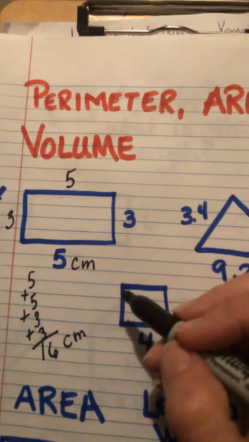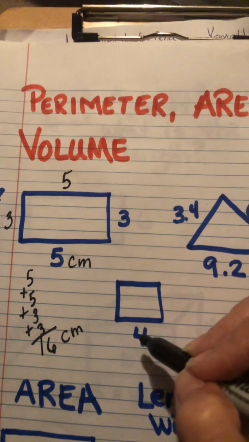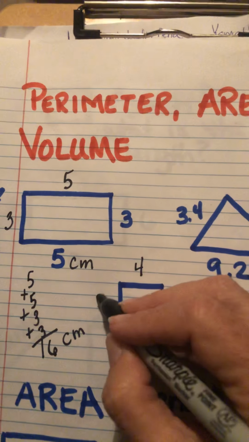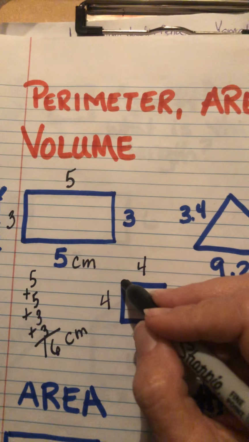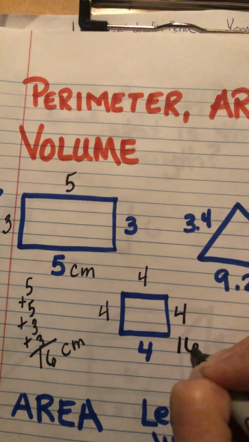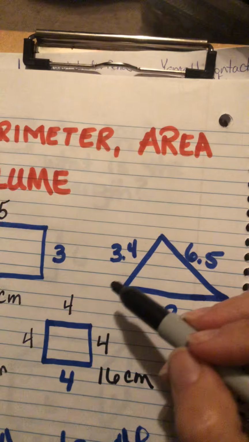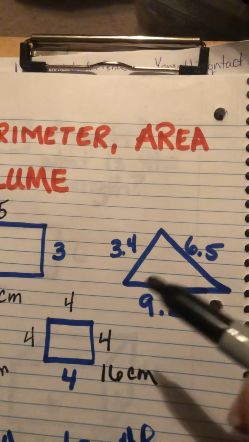If I have a square, what do we know about squares? All sides are equal. So if this is 4, I can assume that this is 4, this is 4, and this is 4. So 4 plus 4 plus 4 plus 4, or 4 sides that are 4 times 4, will give me also 16 centimeters.